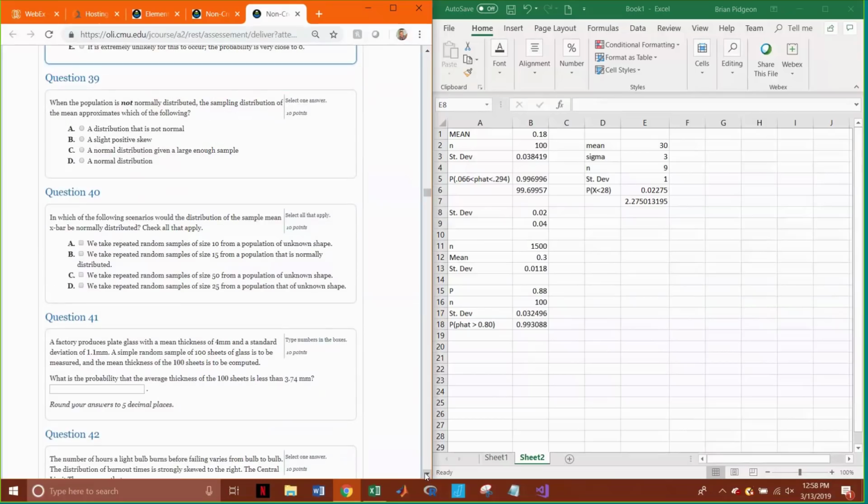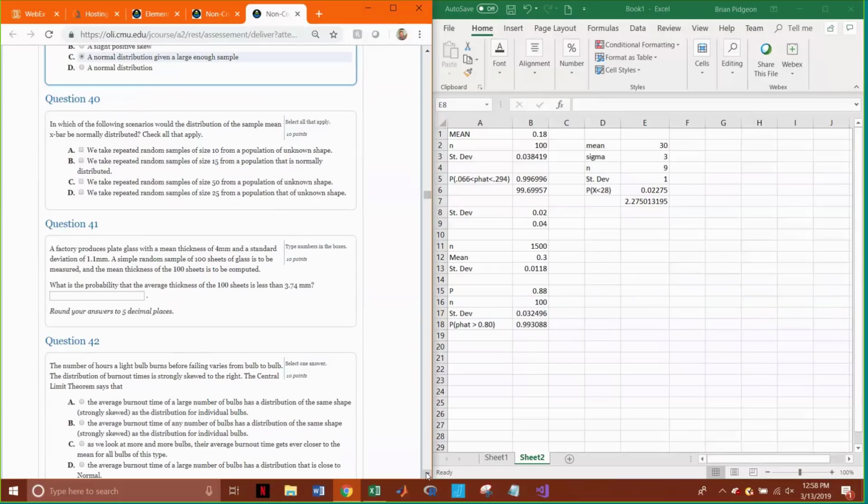When the population is not normally distributed, the sampling distribution of the mean approximates which of the following? It's normal then only if the sample size is large enough. That's the central limit theorem.